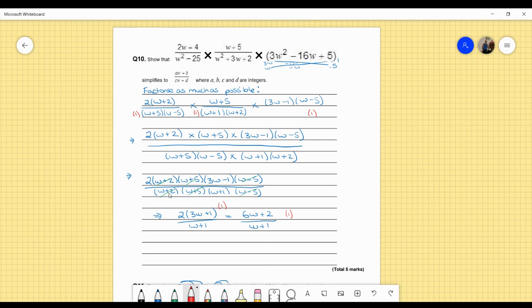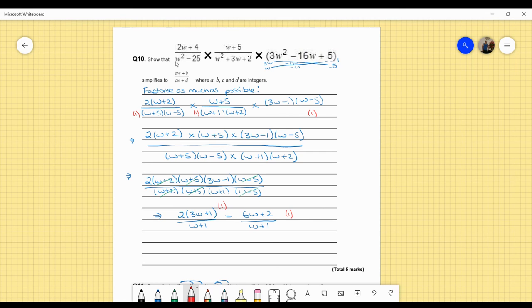So we've got a w plus 2 on top and bottom, that will cancel, a w plus 5 on top and bottom, that will cancel, and a w minus 5 on the top and bottom, that will cancel, leaving us with 2 brackets 3w plus 1 over w plus 1. That gets you the fourth mark.